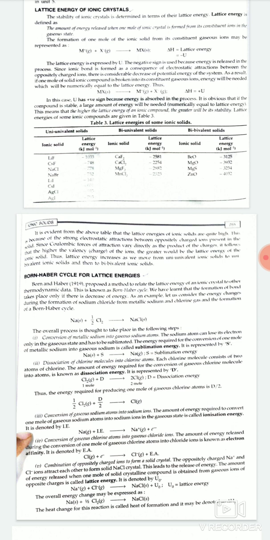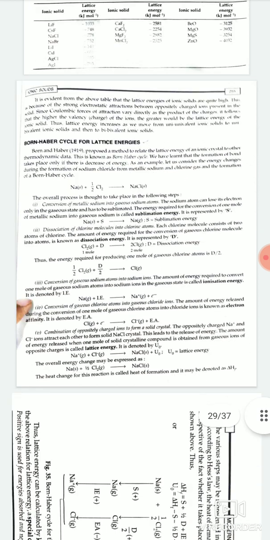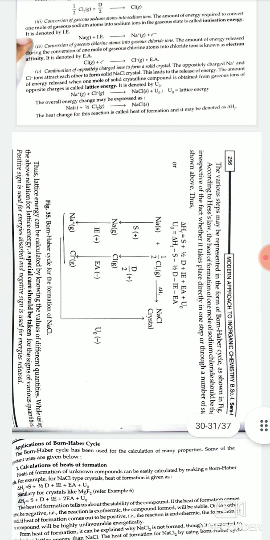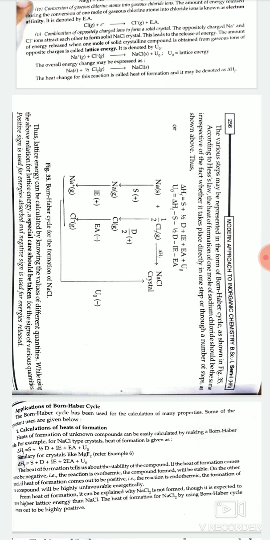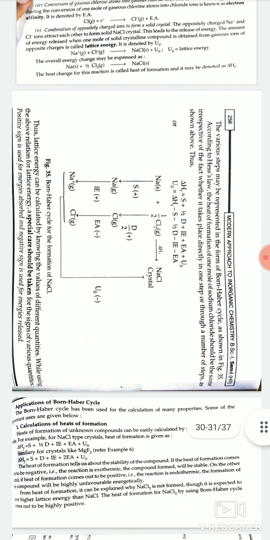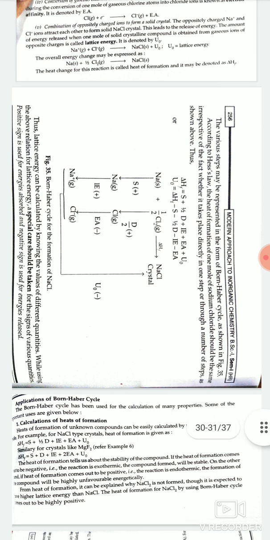The overall energy change may be expressed as Na plus half Cl2 equal to NaCl. The heat change of the reaction is called heat of formation and it may be denoted by delta HF. The various steps may be represented in the form of the Born-Haber cycle. According to Hess's law, the heat of formation of 1 mole of sodium chloride should be the same irrespective of whether it takes place directly in one step or through a number of steps as shown above.